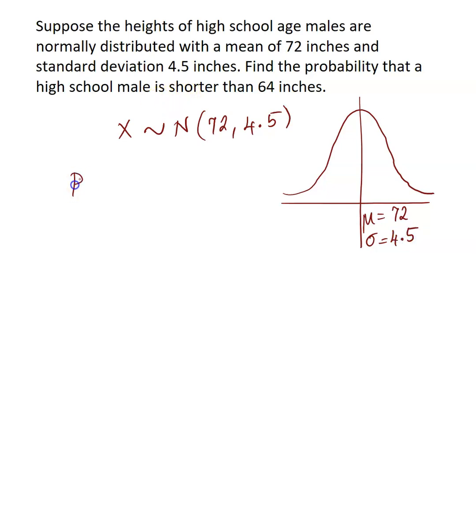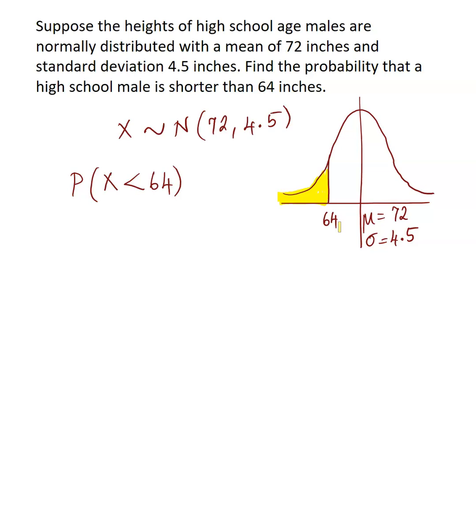Okay, so we need to find the probability that the high school male, the X, is shorter than 64 inches. So it's less than 64, right? So 64 must be this side, and shorter would mean less than 64, which is to the left of 64. Okay, so this is a cumulative area from the left, which means if you are doing it manually, if you found the corresponding z value for 64, then you can use that directly to get the table value. The body of the table will give you the area, and you can get your answer right away manually.